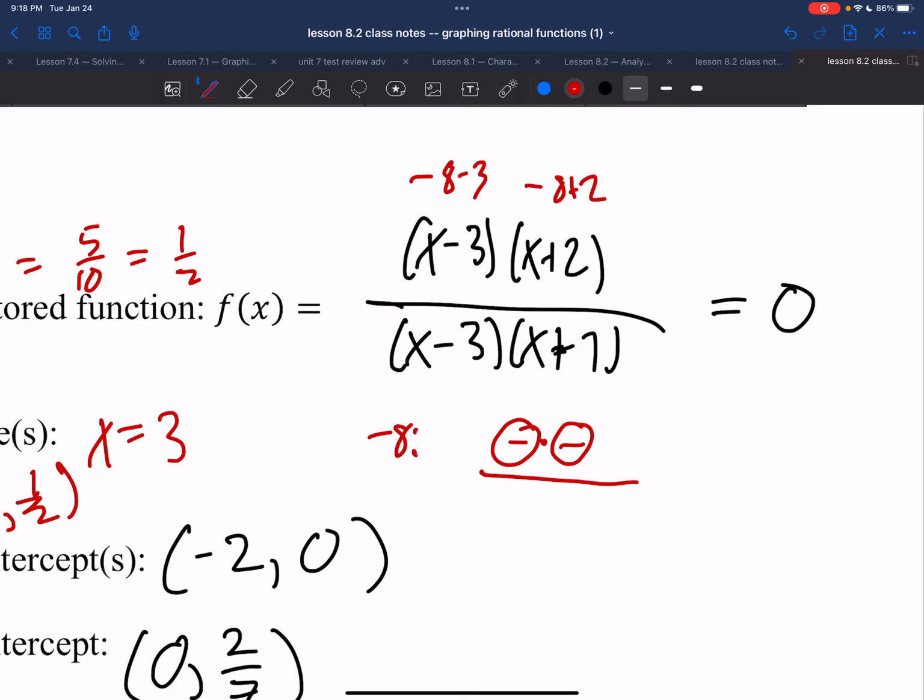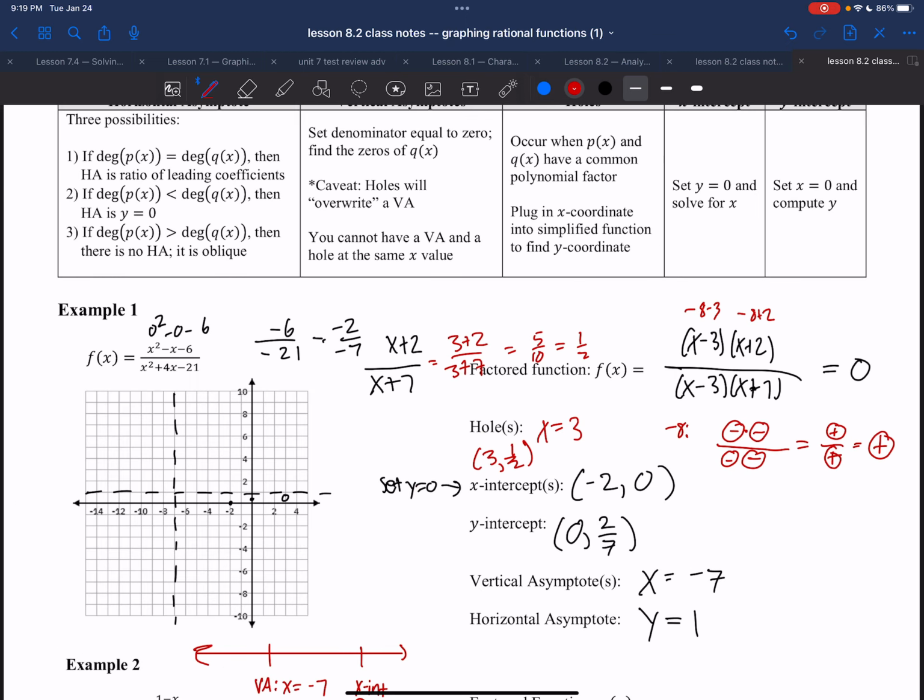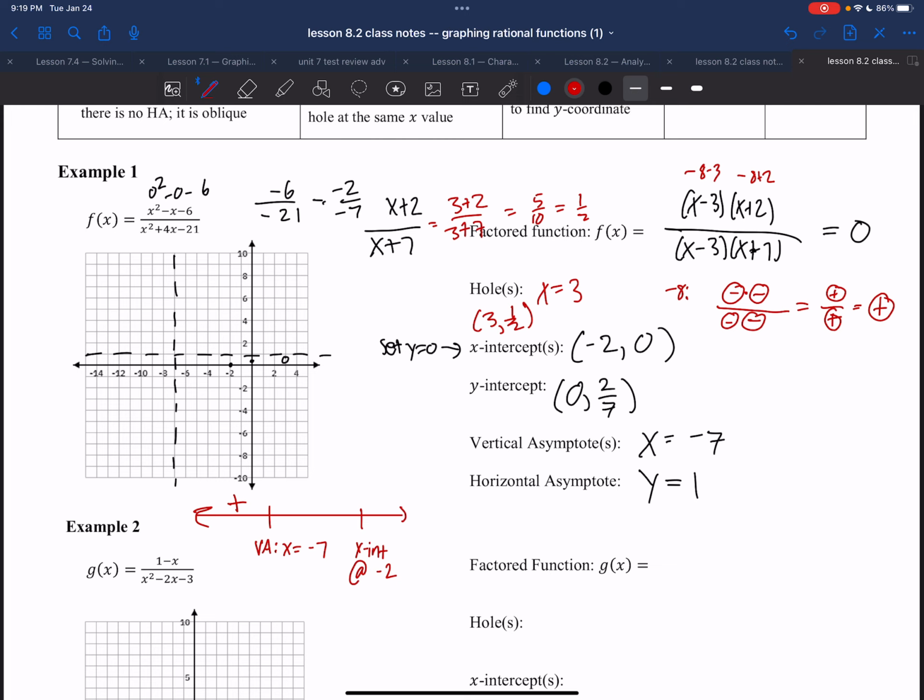So -8 minus 3, that's another negative, and then -8 plus 7, oh, that's awful close, that's also negative. Calculating these multiplications, 2 negatives multiplied is positive, same on top and bottom, so the result is positive. So I'm going to come over here and write that this is positive. So the graph of the function will be positive, meaning above the x-axis, to the left of -7.